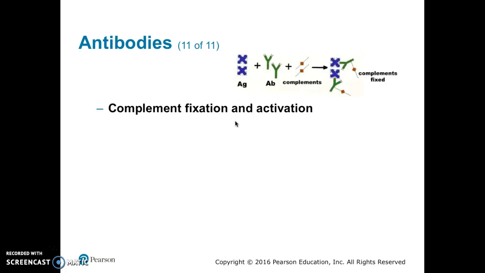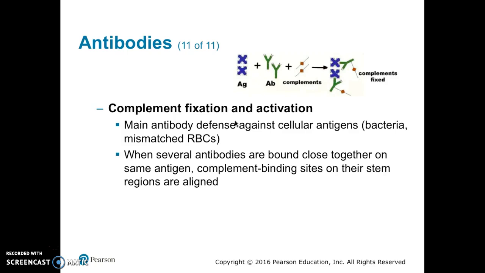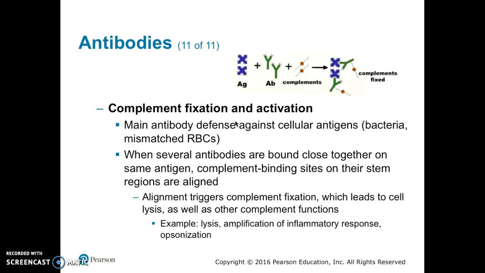Lastly, antibodies use complement fixation and activation as a defensive mechanism. This is antibodies' main defense against cellular antigens like bacteria and mismatched red blood cells. When several antibodies are bound close together on the same antigen, the complement binding sites on their stem regions are aligned. This alignment triggers complement fixation, which leads to cell lysis and other complement functions, like amplification of immune response or opsonization. You can see this here.